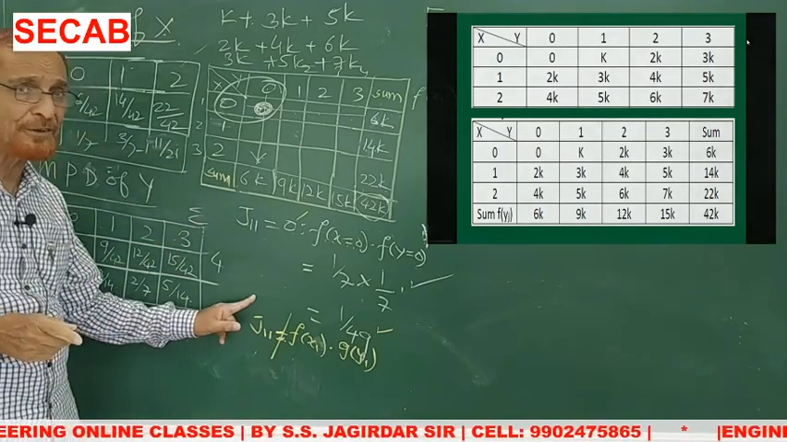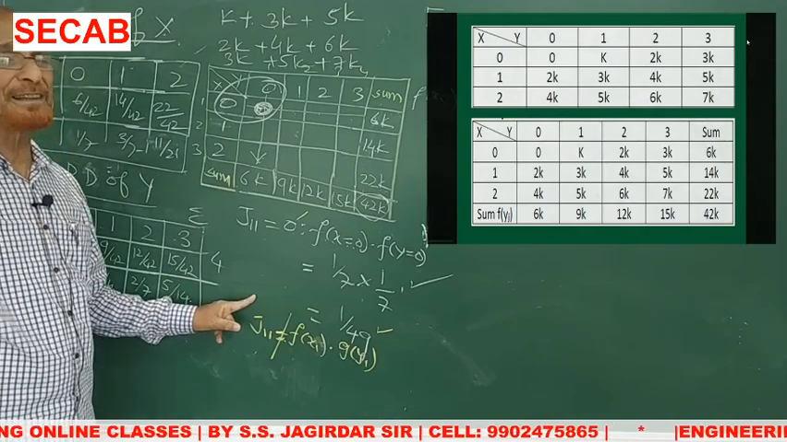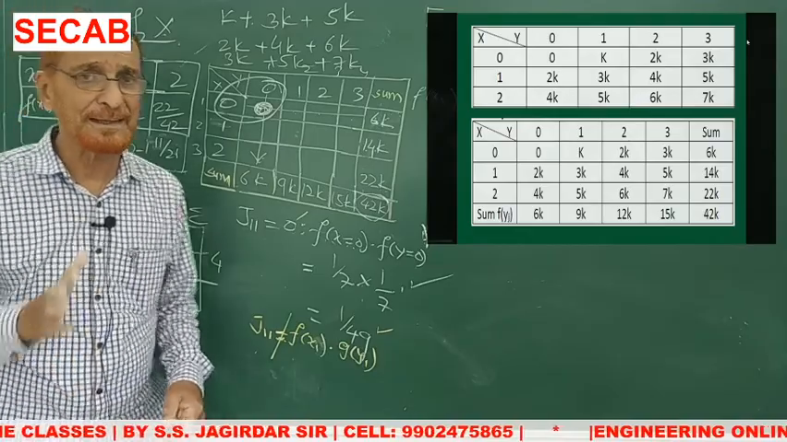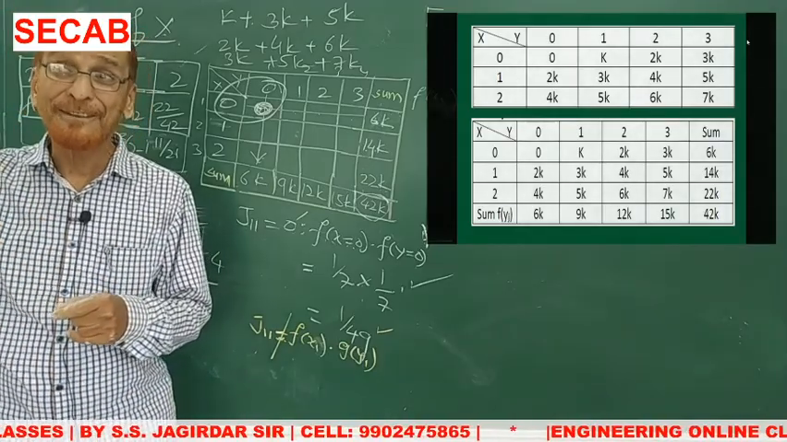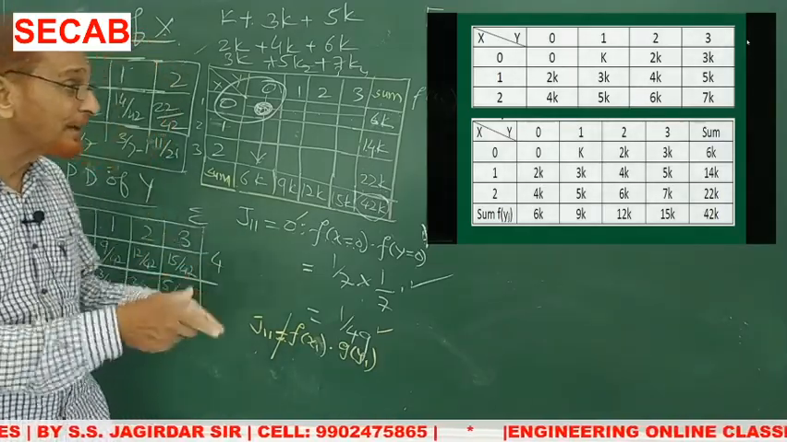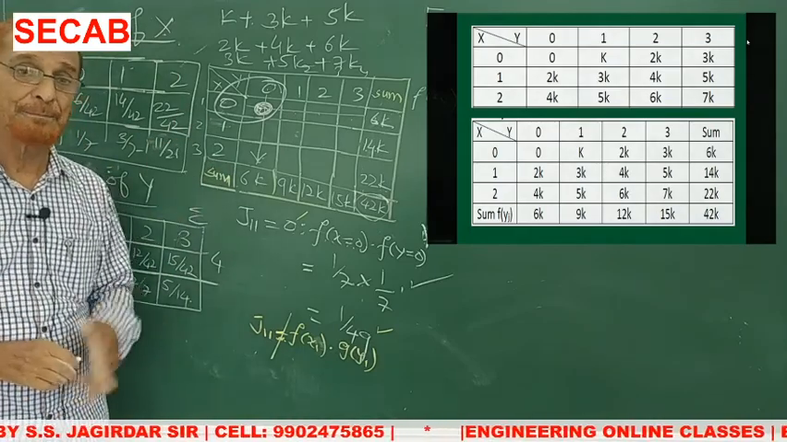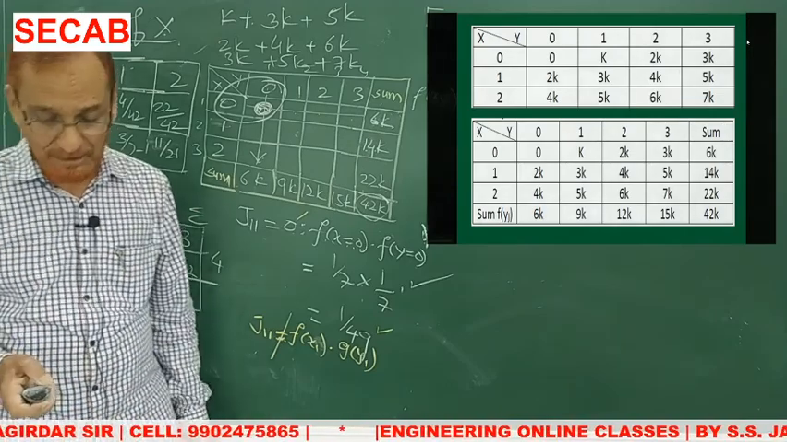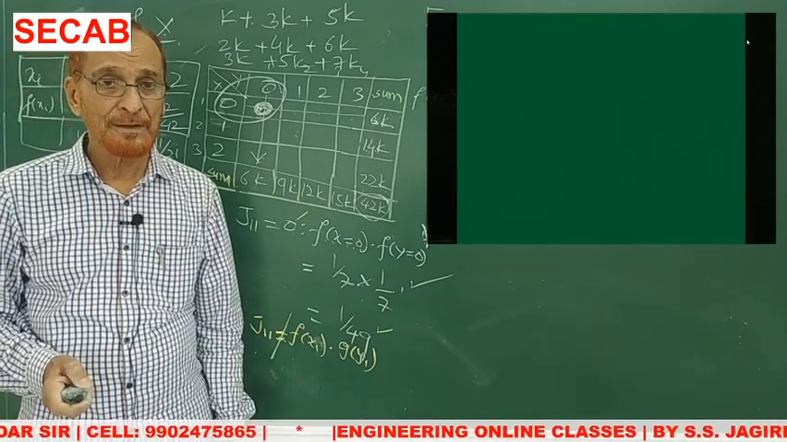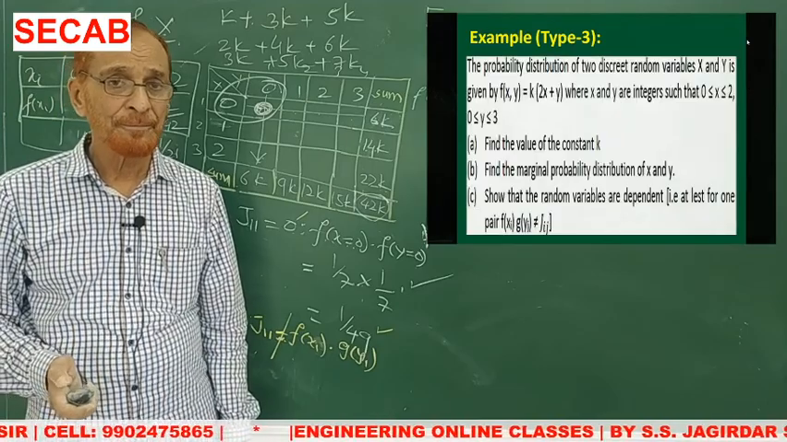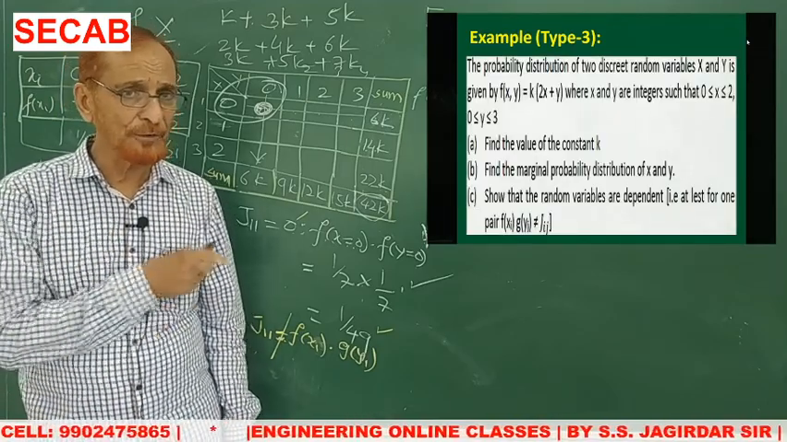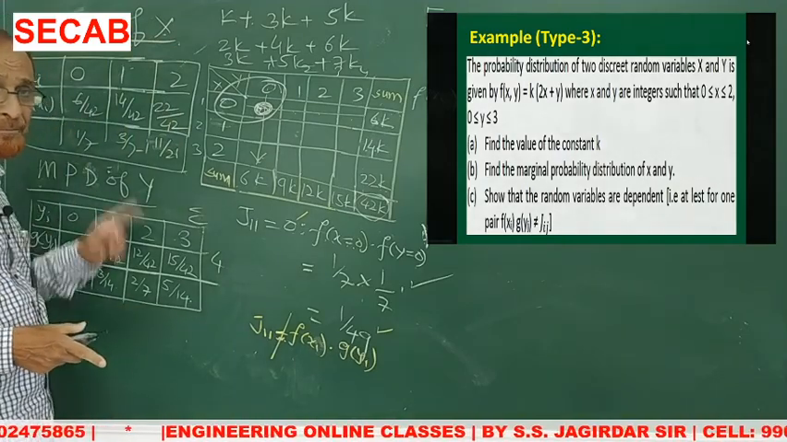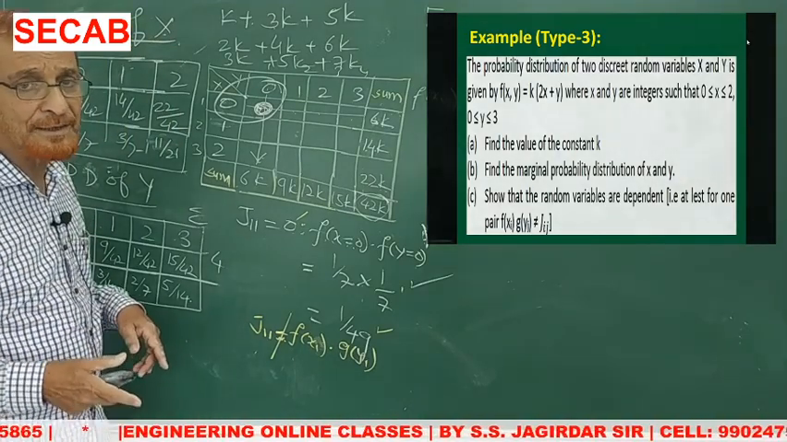So here you see there were total 12 pairs. Out of these we have calculated one pair. We don't worry about the remaining 11, because already one pair has confirmed that they are dependent. Suppose all the rest of the 11 pairs favor, then also the variables are said to be dependent only. So this way the last question also has been answered. Once again I will take up the problem. First answer, k is equal to 1 upon 42. Marginal probability distribution tables we have prepared, and then show that the variables are dependent.